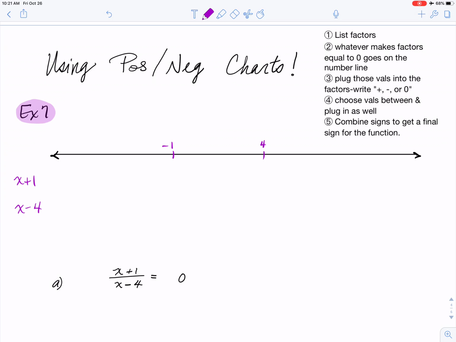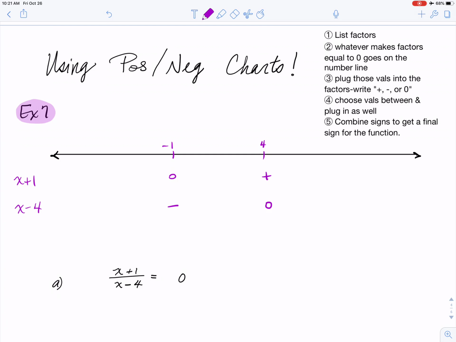Number 3 on your tip list says to plug those values into the factors, and you're only going to write a plus sign, a minus sign, or a 0. So if you take that first value there and plug it into your first factor, negative 1 plus 1 is going to give you 0. If you plug in a 4, 4 plus 1 gives you a positive number. So you're only writing a plus, a minus, or a 0. If you go to your second factor and plug in a negative 1, a negative 1 minus 4 gives you a negative. A 4 minus a 4 gives you 0. So this is the beginning of our Pos Neg chart.